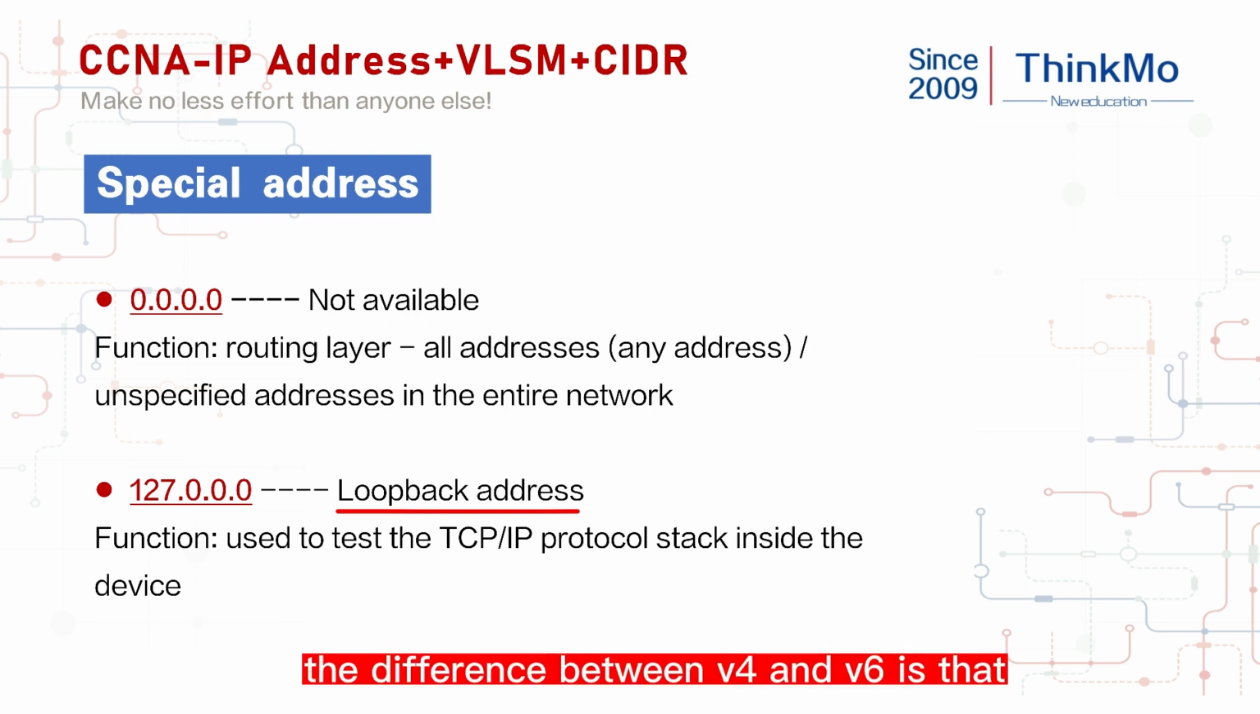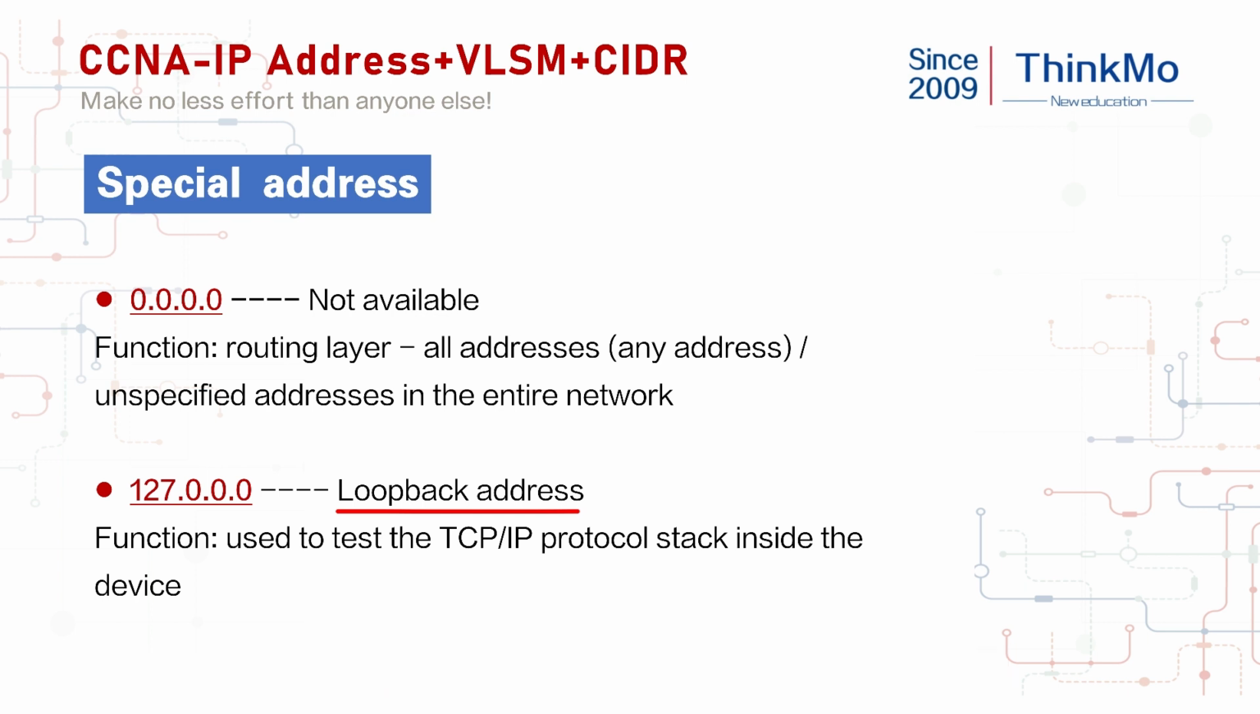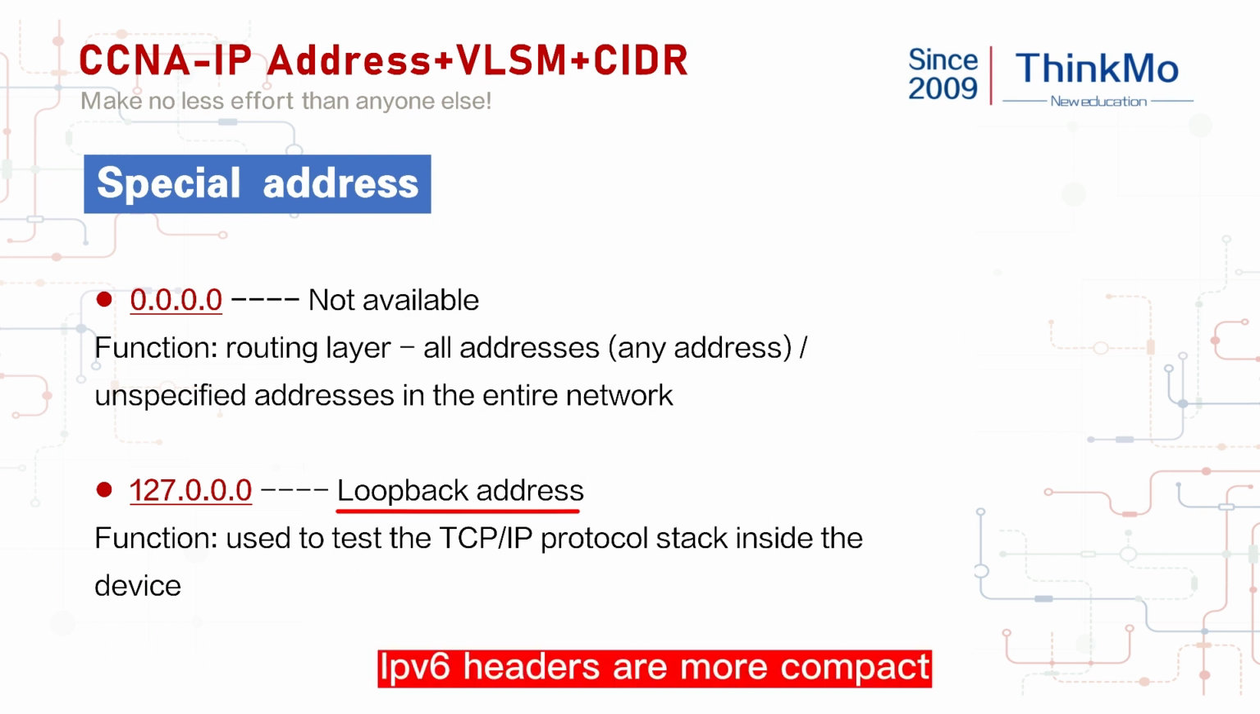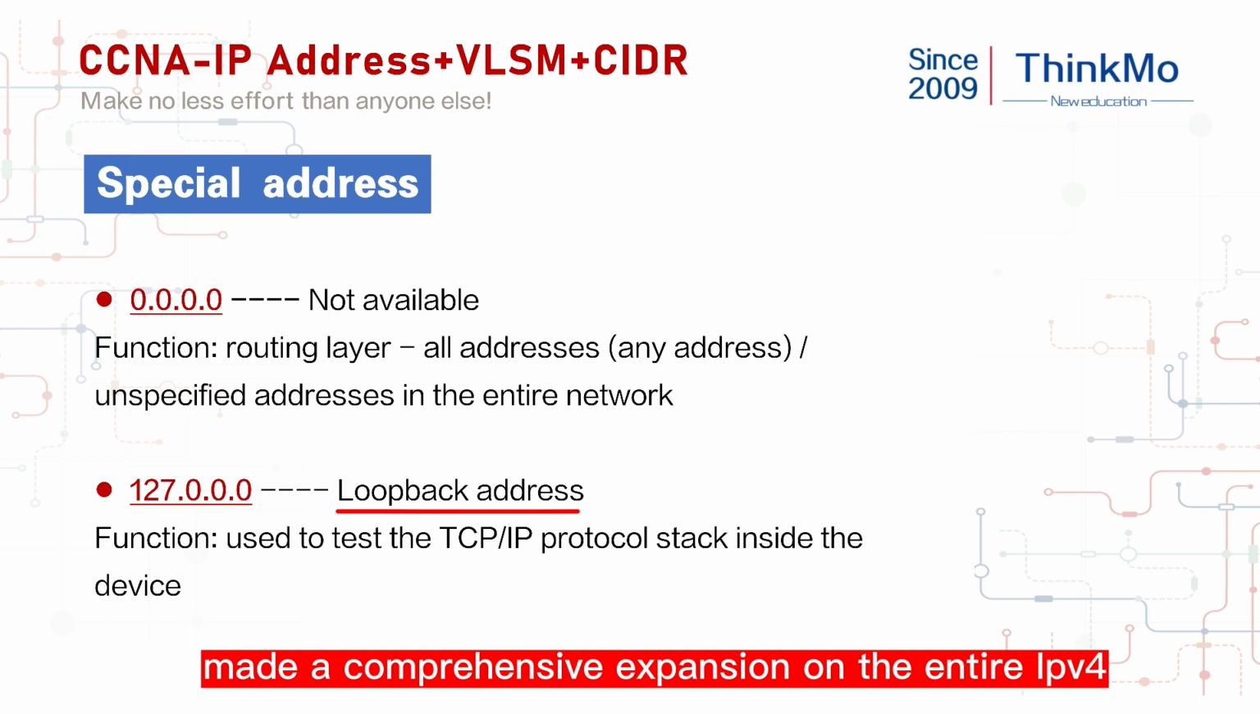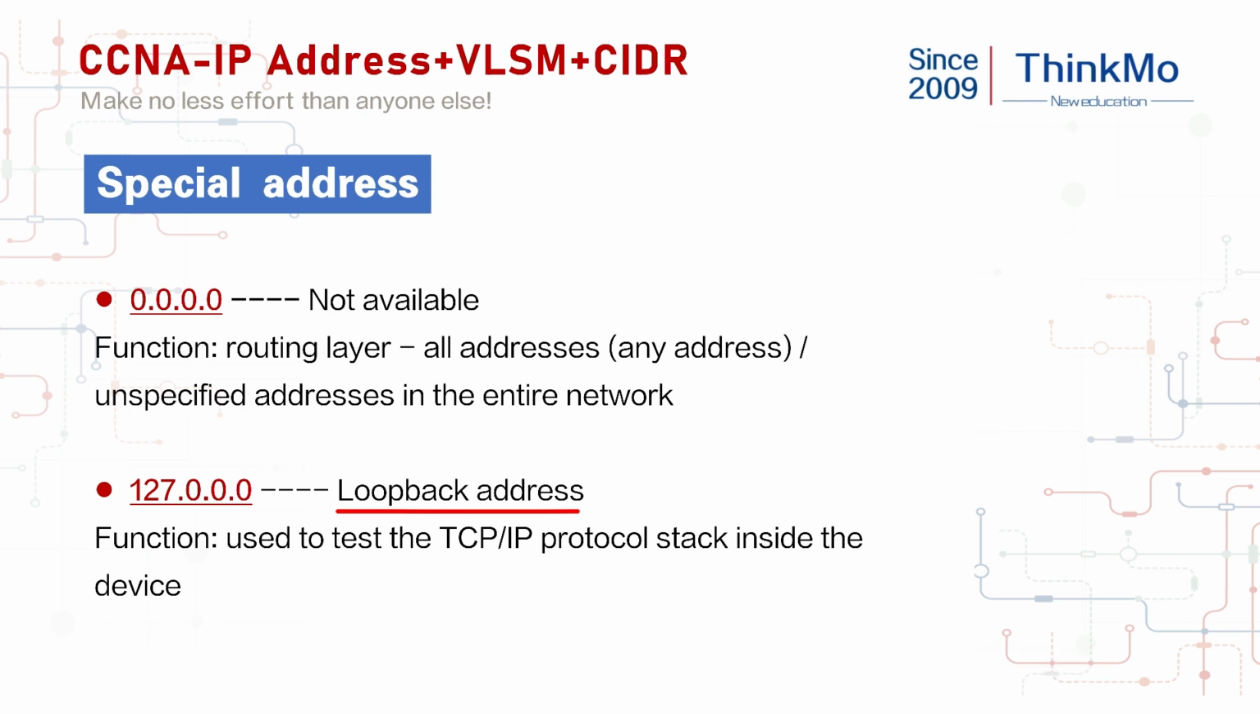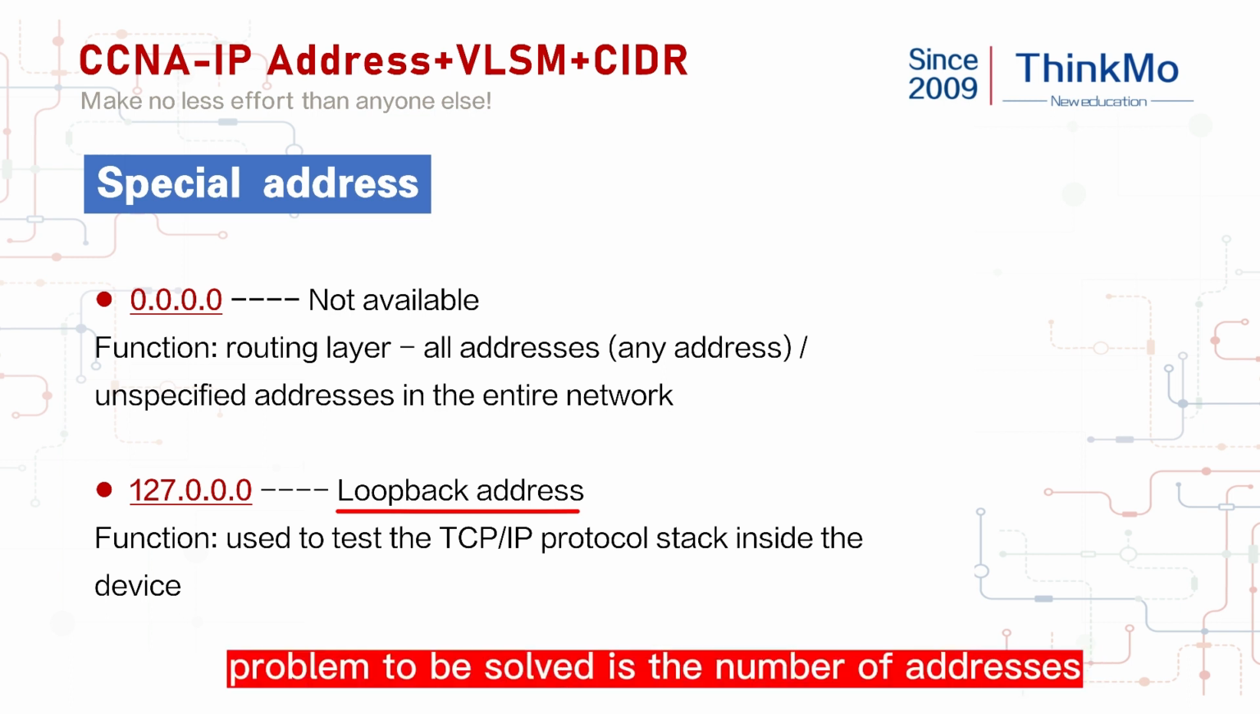The difference between IPv4 and IPv6 is, first, the address space. IPv4 is 32-bit, IPv6 is 128 bits. IPv6 headers are more compact, take up less space, and implement more functions. It made a comprehensive expansion of IPv4. In fact, the first problem to be solved is the number of addresses.